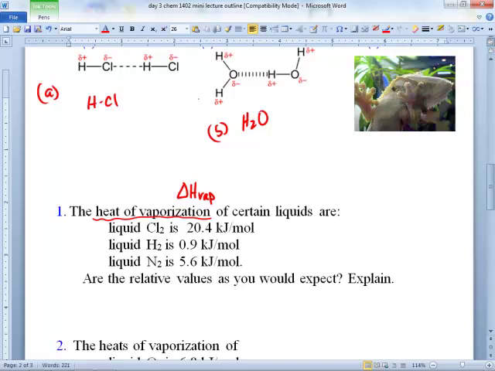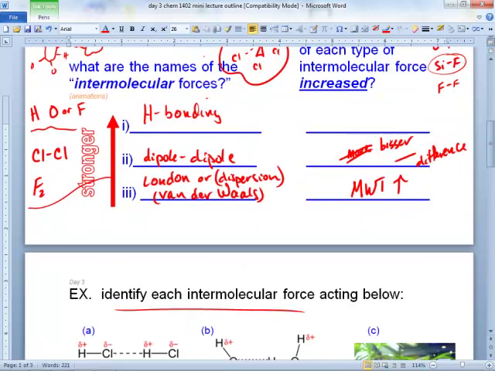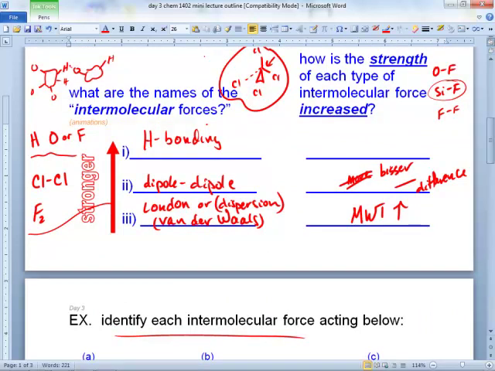Can anyone see it? It's N2. N and N. It's H and H. It's Cl and Cl. All of these molecules are what? Are they polar? No, they're all nonpolar. If it's nonpolar, your only choice is this guy. That's what they want you to go by. If something's nonpolar, this is all you have to work with. And if this is all you have to work with, then you have to go by size.